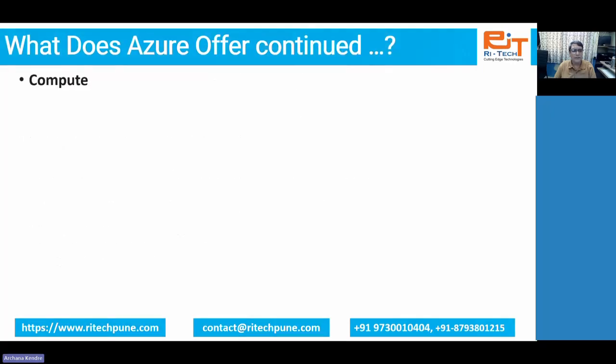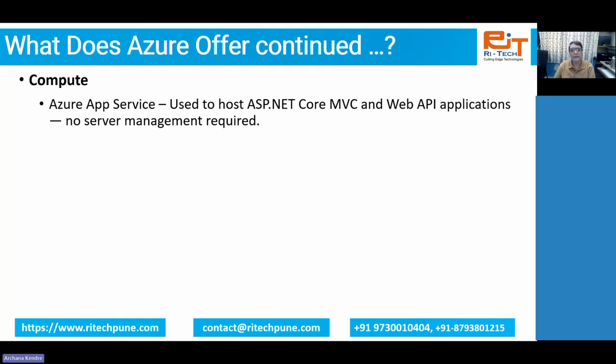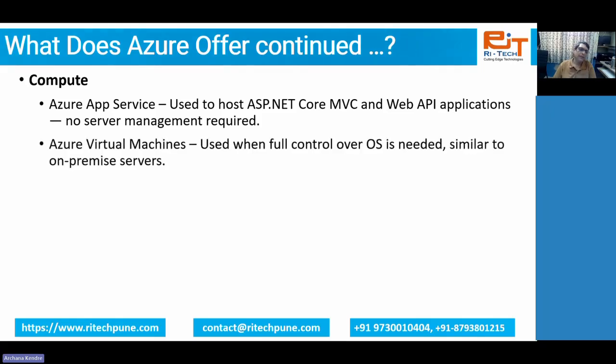Now, there are major services. So let's have the compute. Azure App Service is used to host ASP.NET Core, MVC, and web applications, with no server management required. So Azure Compute provides you an app service using which you can host and run ASP.NET Core, MVC, and Web API applications. So you do not need to worry about the server management. So in Compute, we'll get this.